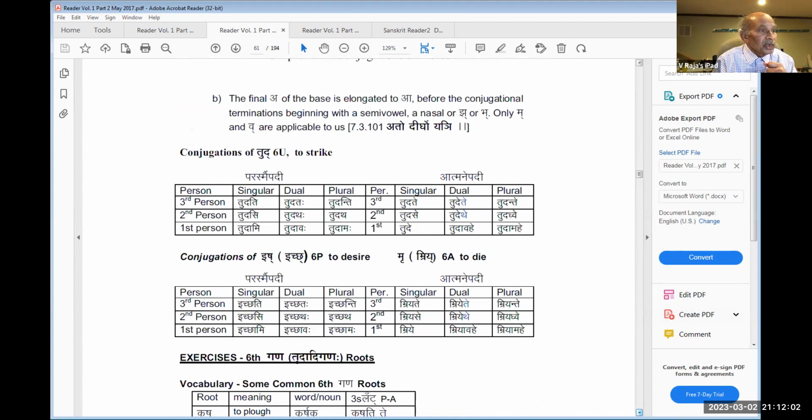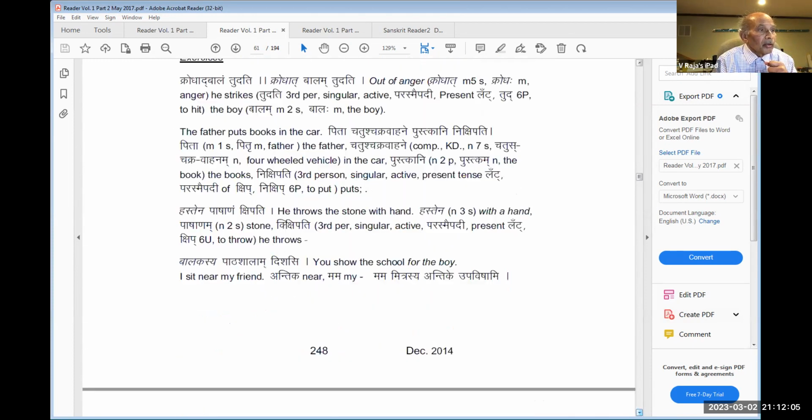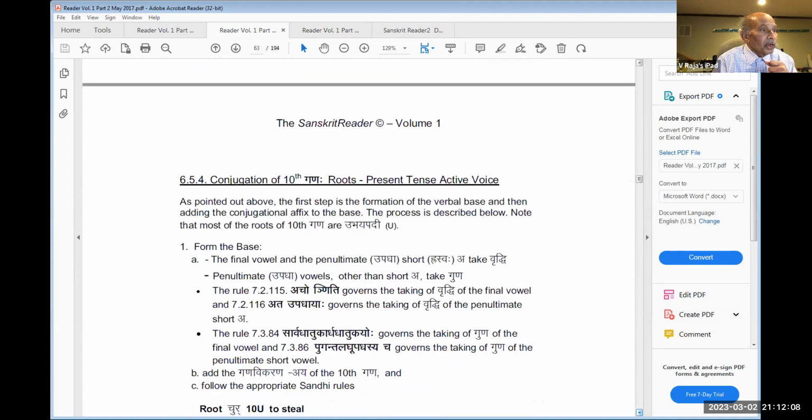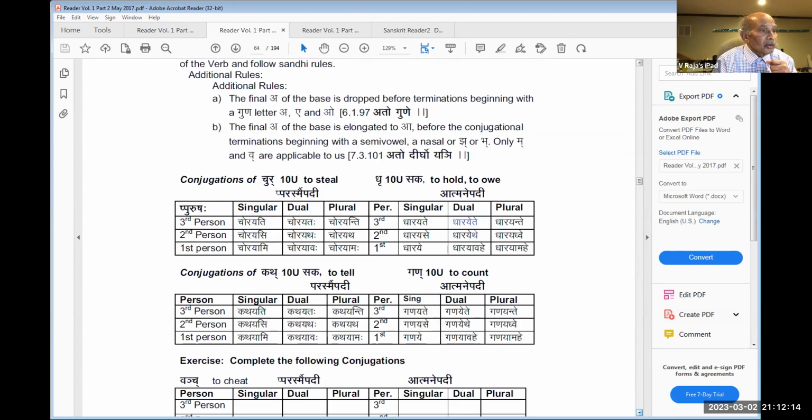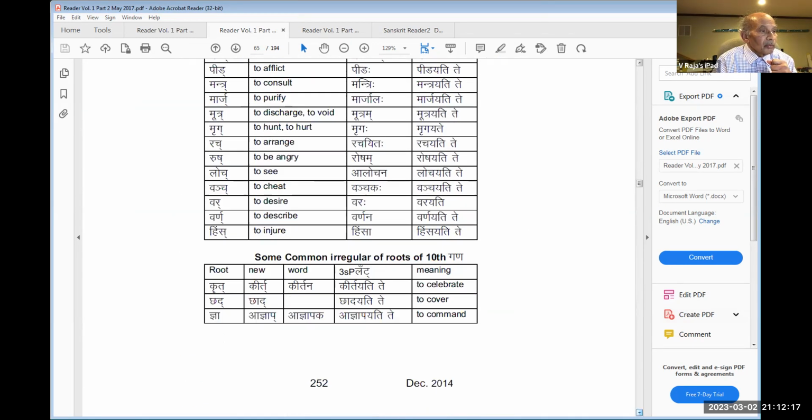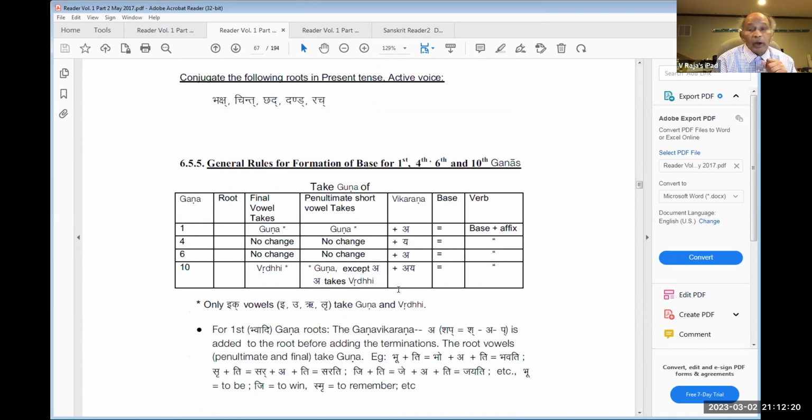The 10th gana is a little bit complicated, but this is the 10th gana. I summarized all these things in this one, how to form that. First you have to know the gana and the root, and what happens to the root after you put the gana vikarana. Next class I will give you the gana vikarana, and then finally you add the verbal ending. So please go through 6.55.